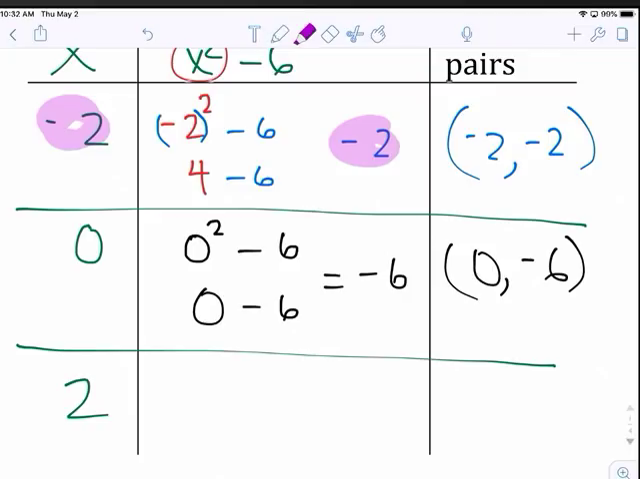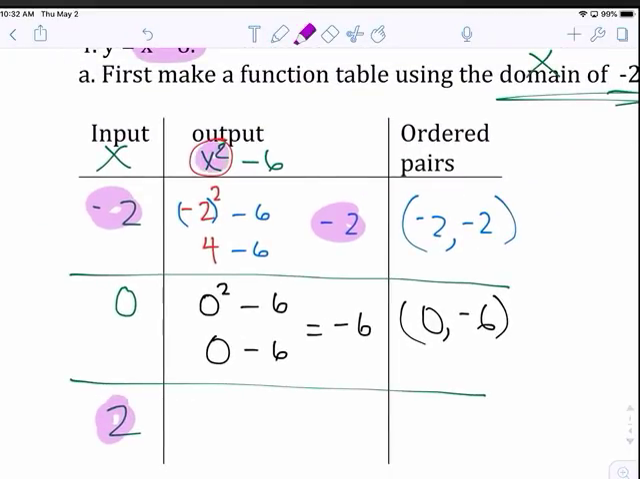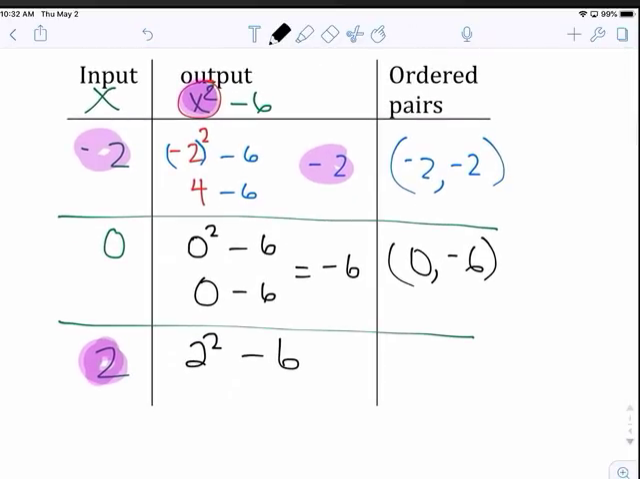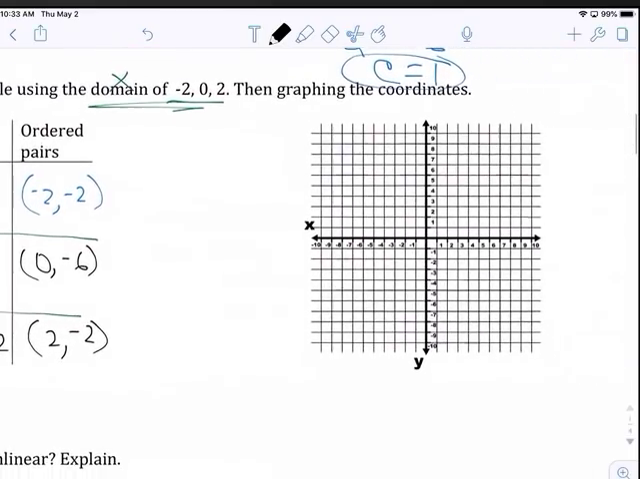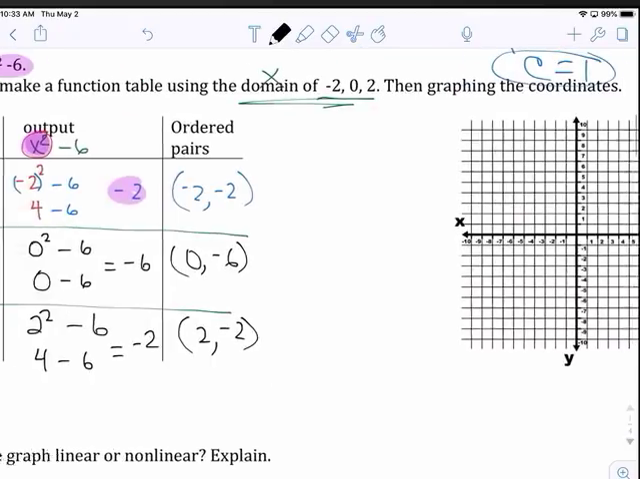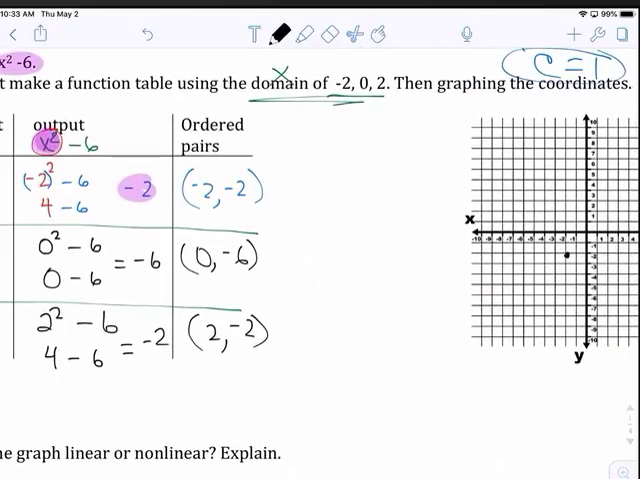So where do we put this 2? Where x is, right? This 2 goes in where x is. So it's 2 squared minus 6. What's 2 squared? 4 minus 6 is negative 2. So 2 and negative 2. Then you just graph it. Negative 2 is right here. 0, negative 6 is down here. And 2, negative 2 is right here.